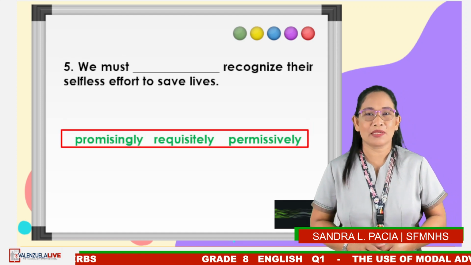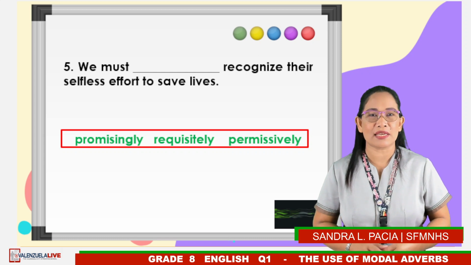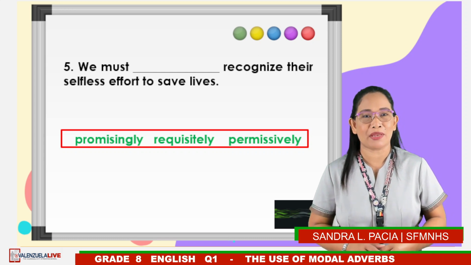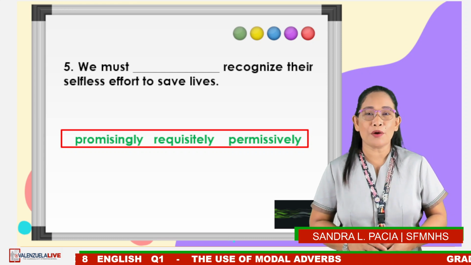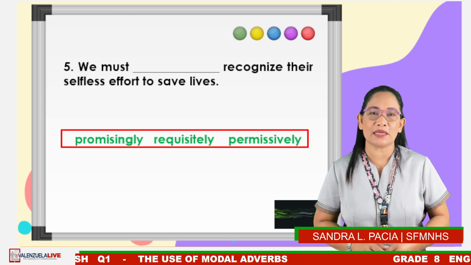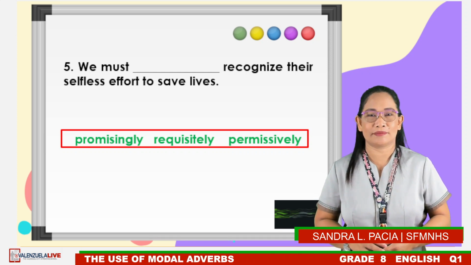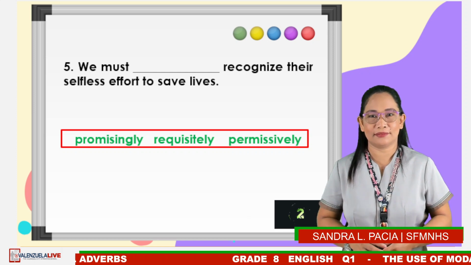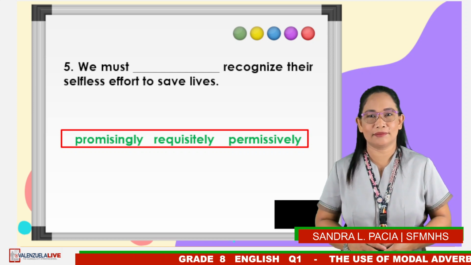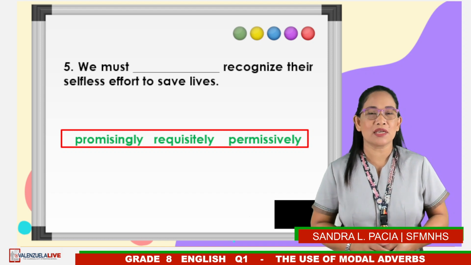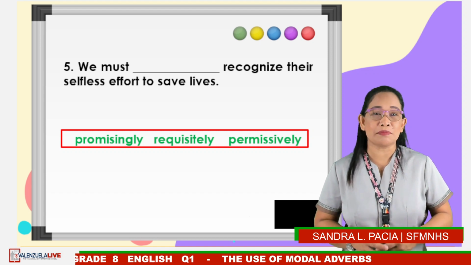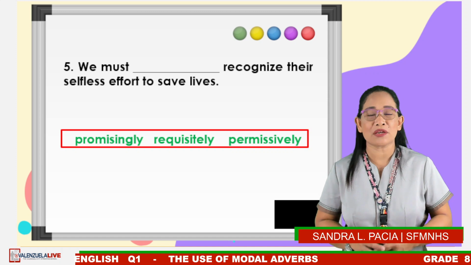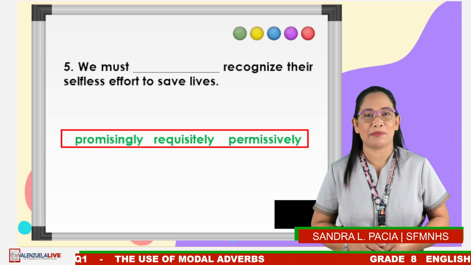Number 5. We must blank recognize their selfless effort to save lives. The choices are promisingly, requisitely, and permissively. The correct answer is requisitely. This means that there is a need to recognize the selfless effort to save lives.